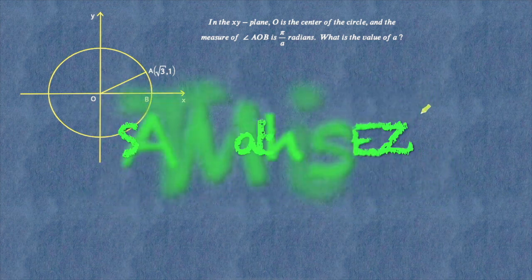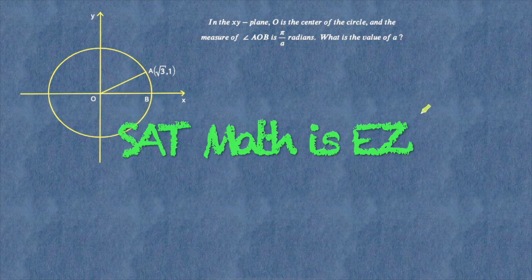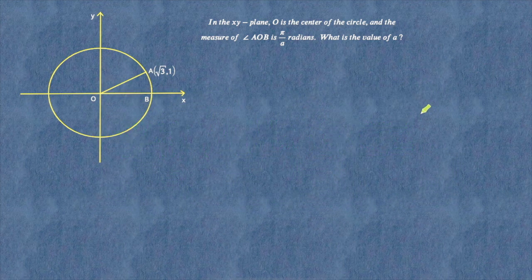In this video, we're going to see a problem from geometry. Let us first read the problem. In the xy plane, O is the center of the circle and the measure of angle AOB is pi divided by A radians. What is the value of A?